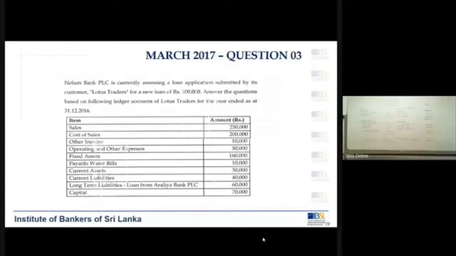Answer the questions based on the following ledger accounts of Lotus Traders for the year ended as at 31st December 2016. So what has happened is, this Lotus Traders has applied for a loan, and instead of the financial statement, they have given a trial balance. And it's actually not a complete trial balance, but it is part of the account balances. So there are few items which may relate to this question, but not the entire trial balance is given. Right? Now let's look at the questions.